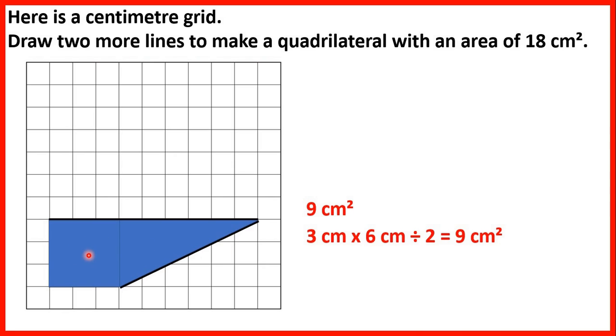So because the square has an area of 9 centimetres squared, and the triangle also has an area of 9 centimetres squared, that means the total area of our shape is 18 centimetres squared.